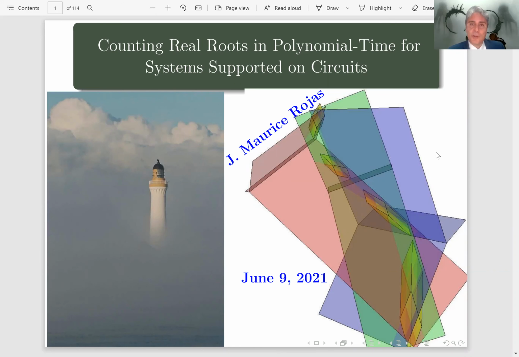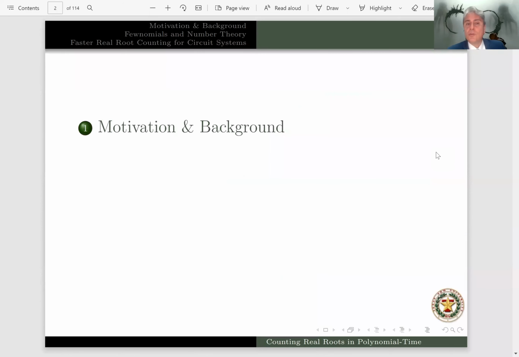Welcome. What I want to talk about today is counting real roots of sparse polynomial systems. So I will spend some time on motivation and background. I will also give you a rough statement of the main theorem.